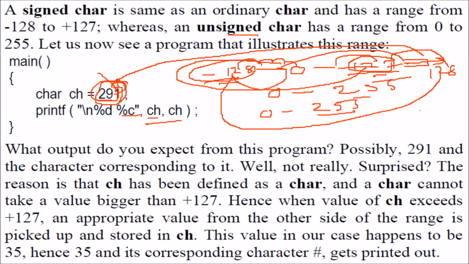Now you see this 291 minus 255, or you say 256, because the total number is 256. So this 11 minus 6 is 5, and then 8 minus 5 is 3. So you need to go ahead from 0 till 35. That is how 35 will come up, and the character corresponding to this 35, which is the hash, will be shown. So in this program, you will see 35 and hash. Why? I just explained it to you.